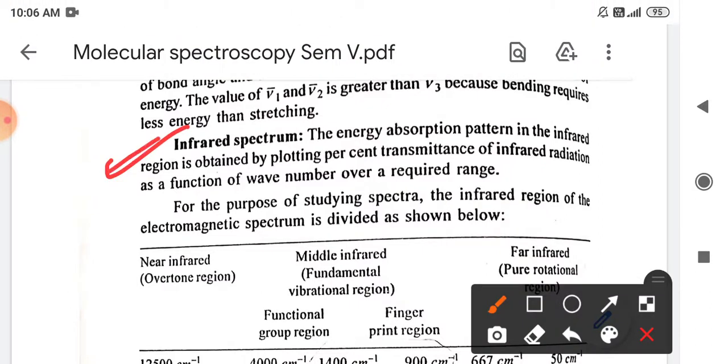Now next is the IR spectrum. We have seen the rotational spectrum, we have seen the vibrational spectrum. Now we will see the infrared spectrum. The infrared spectrum is quite fascinating. Why is it so? Because whatever frequency we get for a particular functional group has a certain specific value. So based upon the specific values for the IR, we can predict the functional group present in the given molecule.